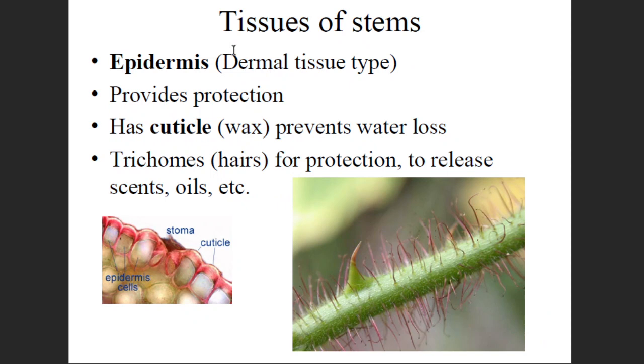Tissues of the stems: epidermis, the outermost layer, provides protection. It has a cuticle, a waxy covering which prevents water loss. Trichomes, small hair-like appendages, can be seen over here also, to release scent or other essential components and oils for secretion and other components.